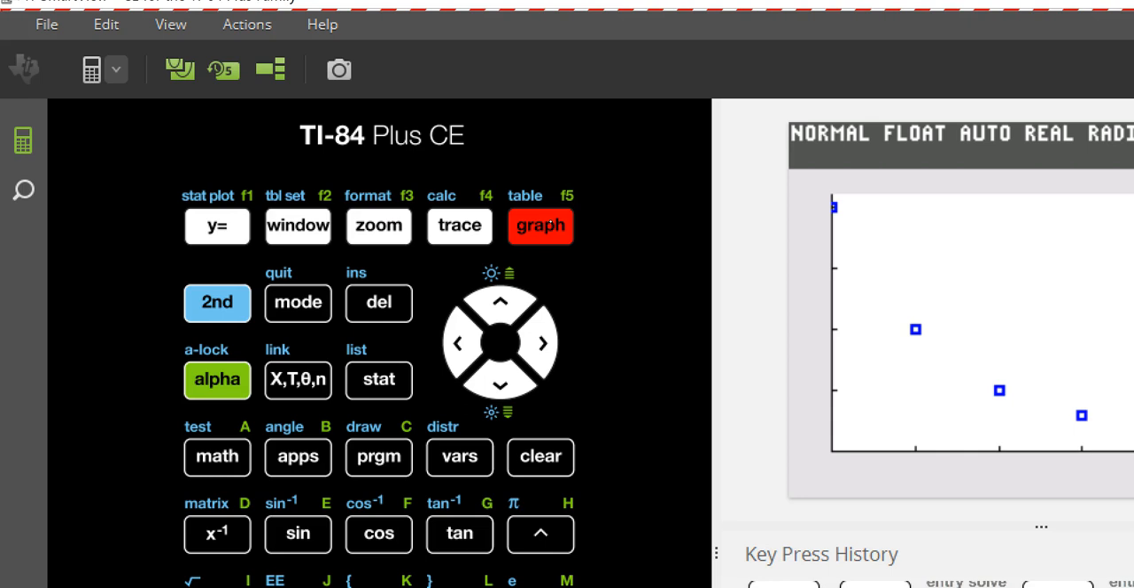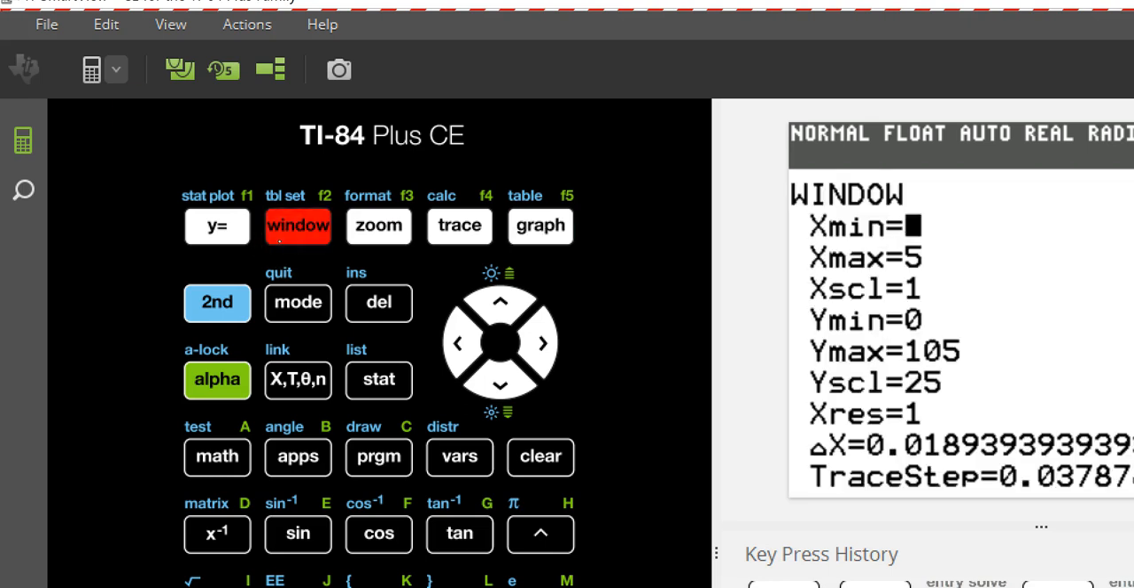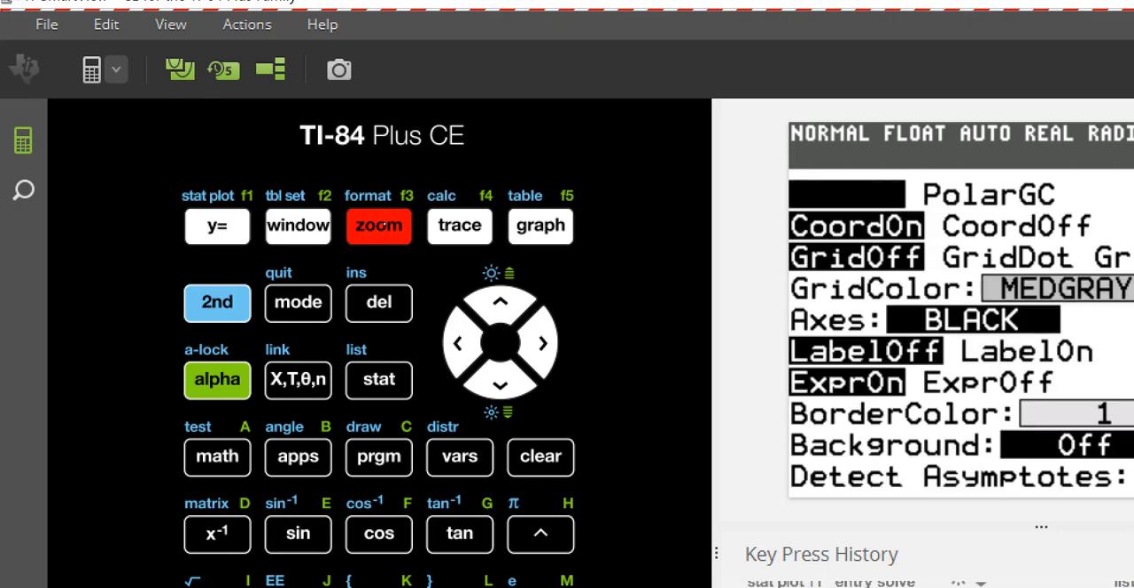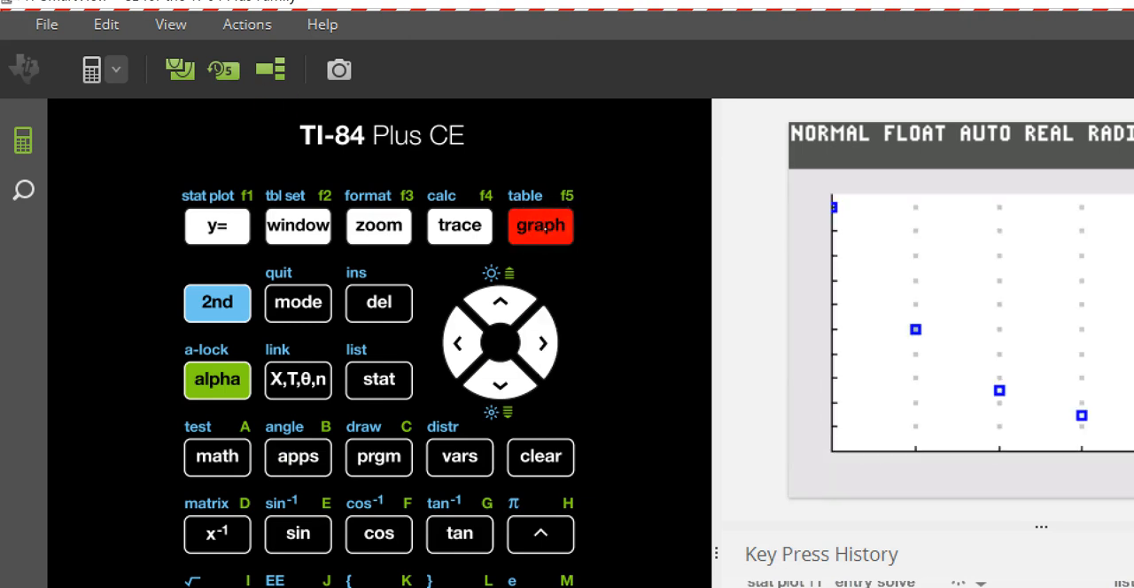I'm going to go back because I want more tick marks. I want a tick mark every 10. You know, I'm having a hard time seeing that. So I'm going to go to second format. I'm going to put some dots on my graph. And now I have a grid.